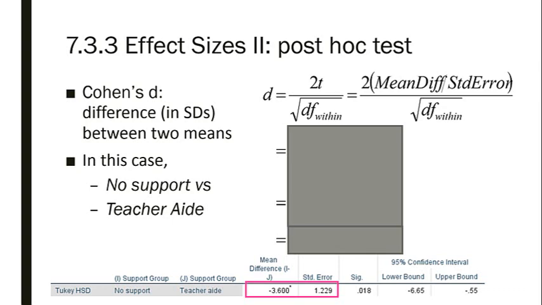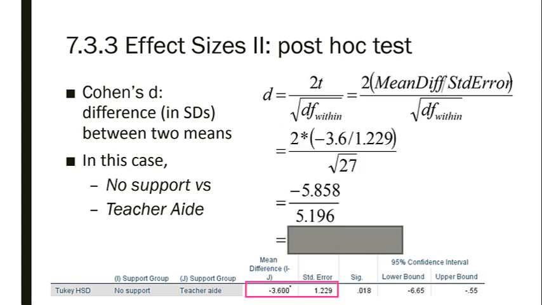So 2 times the mean difference, which is negative 3.6, divided by the standard error of 1.229, all divided by the square root of df within, which again is the same degrees of freedom as we've been using all the time, 27, even though we're not including all 27 of those observations in this analysis. So 2 times negative 3.6 divided by 1.229 divided by the square root of 27 ultimately gets us to negative 1.13.